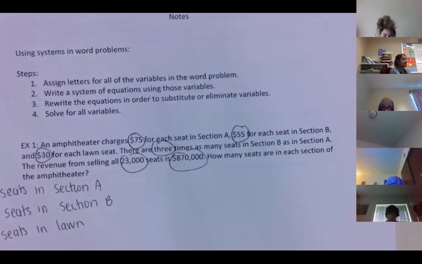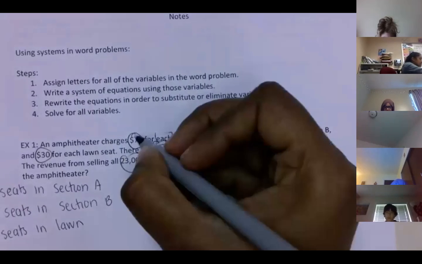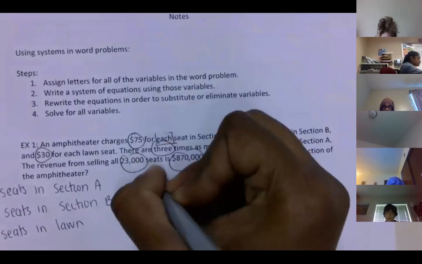All right, the next thing that kind of helps me when I look at word problems, and this is not always the case, but usually if you pay attention to the units, that will give you a clue on what goes with which equation. You usually want to put similar units together. Not always the case, but a lot of the times. So for example, I see a lot of units that are dollars. So I know I am dealing with money. So I'm going to put all of those money numbers together. So $75 for each seat. Each means multiplication. That means I'm going to multiply 75 times A.